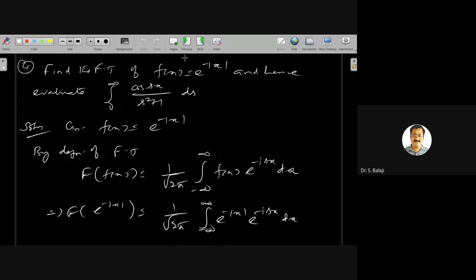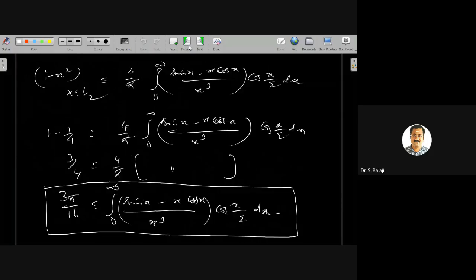A very important thing: because of this Fourier transform idea only, we are able to identify this type of integral value, because 0 to infinity is the limit. It is very tedious to identify. You see the previous problem, it is very tedious to identify this type of integration limit values. But with the help of the Fourier transform technique, we are identifying it.